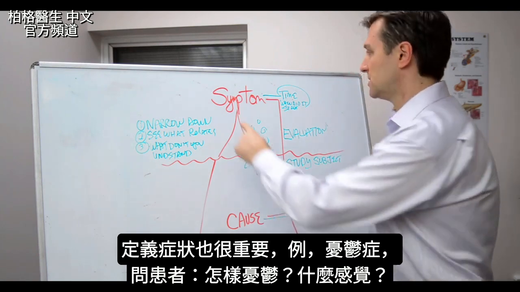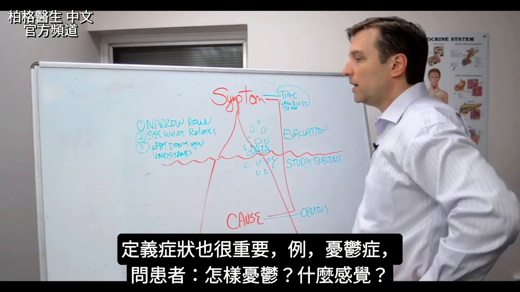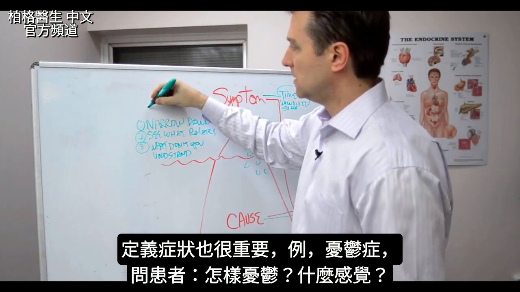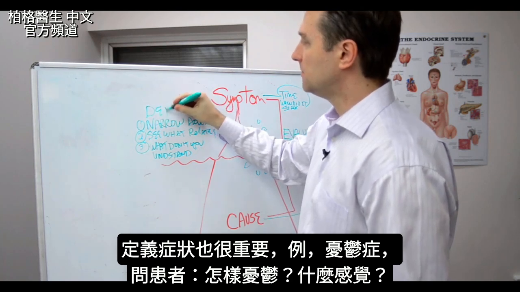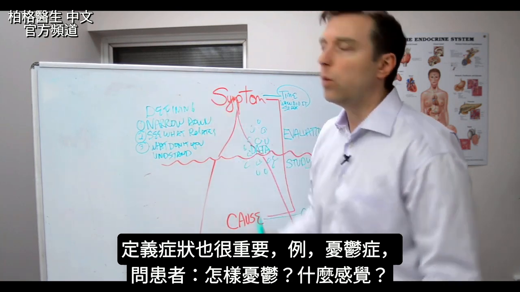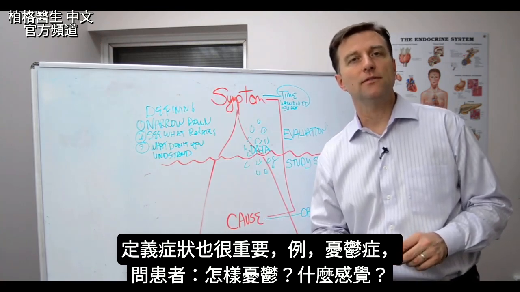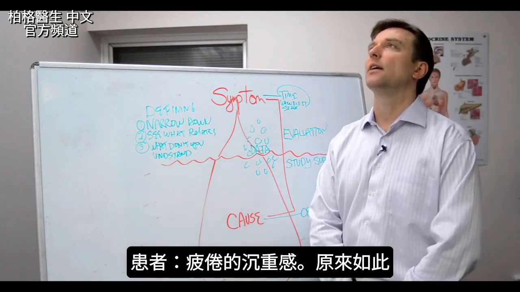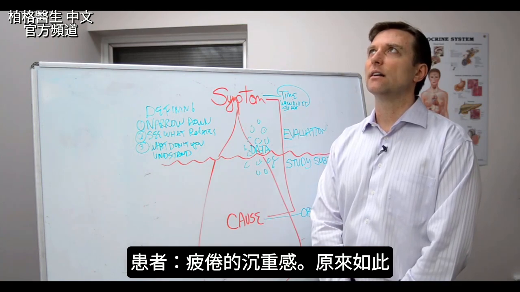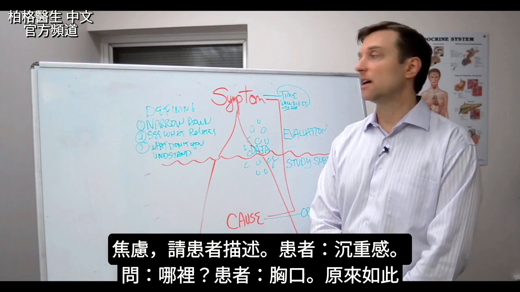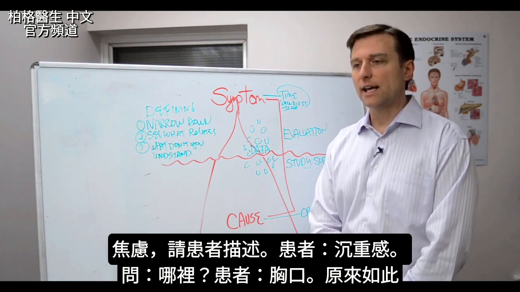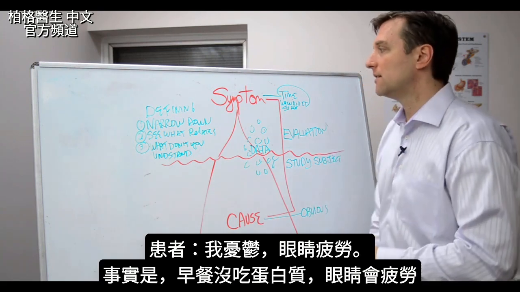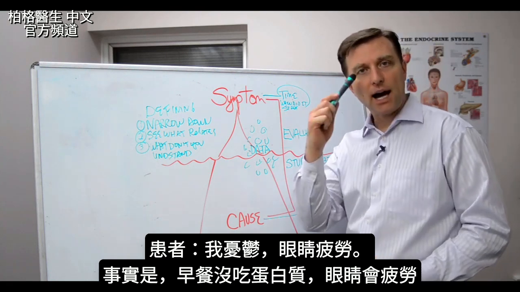Depression. Let's take depression for example. One of the things I want to add here is defining the problem. What do you mean by depression? Tell me what it feels like. Oh, it's a heaviness, a fatigue heaviness. Because what does depression feel like? What does anxiety feel like? I'd say, describe it to me. Oh, it's like a heaviness. Where? In my chest. Or, I'm depressed, I have fatigue in my eyes.